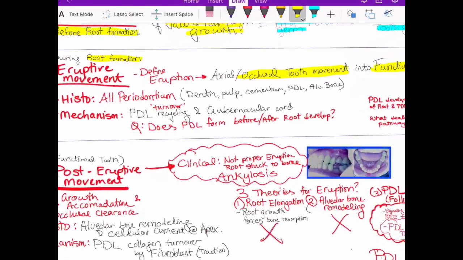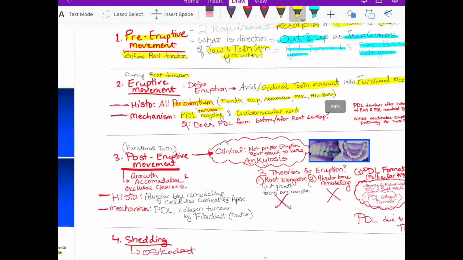Histologically, what should be present in eruptive? So you should have all of the periodontium elements. You have the dentin, the pulp, cementum, PDL, and the alveolar bone that are forming at this stage. The mechanism, there will be three mechanisms we will talk about, but the best mechanism that works is the PDL turnover. So because of the high collagen turnover in PDL by the fibroblast, and with the help of the eruption mechanism, which is the gubernacular cord, that is how eruption happens.